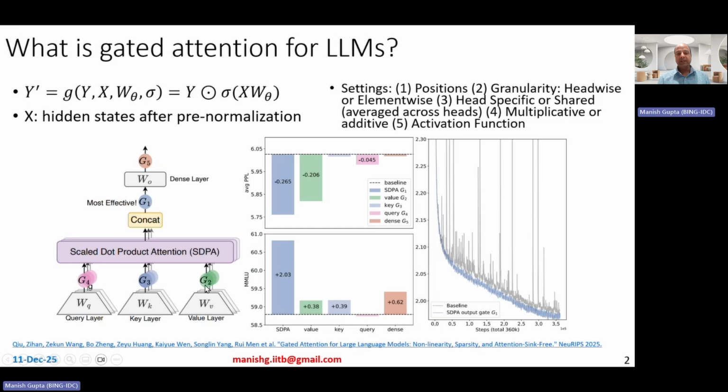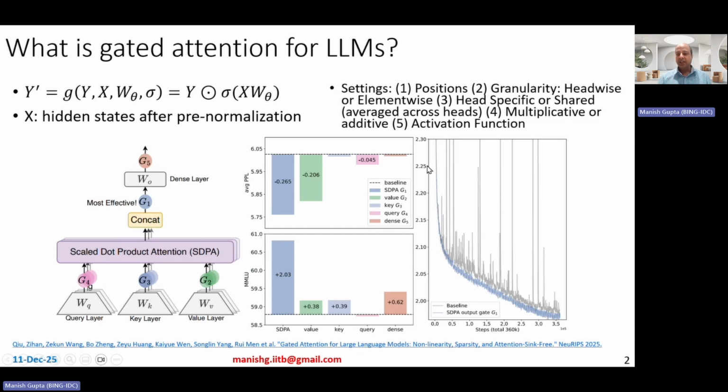Now, the second-best position is this gate G2, which is applied to the output of the value layer, right? So other positions do not really cause significant reduction in perplexity, but the position after concatenation of these multi-head attention values, and also after the value computation, basically both of them are good places to apply the gates. Correspondingly, there are also significant improvements in the accuracy values for the MMLU benchmark, right? So gating literally helps. It actually gives you better performance from these large language models.